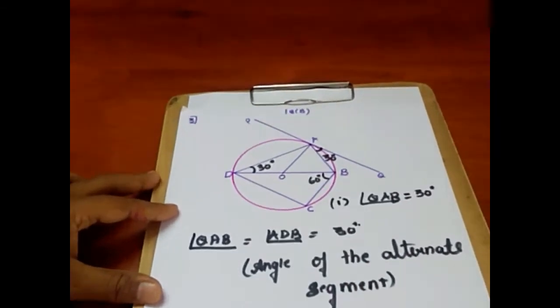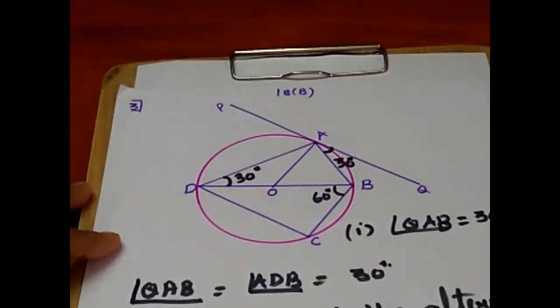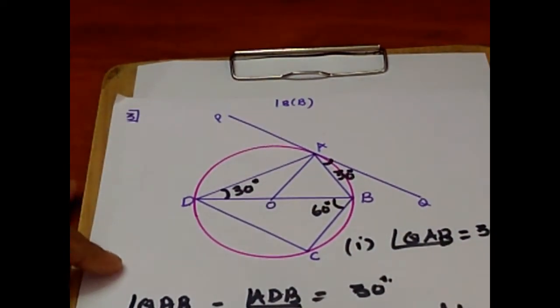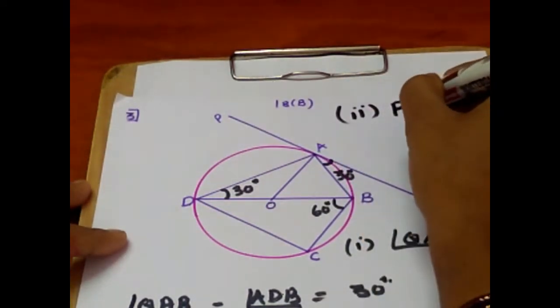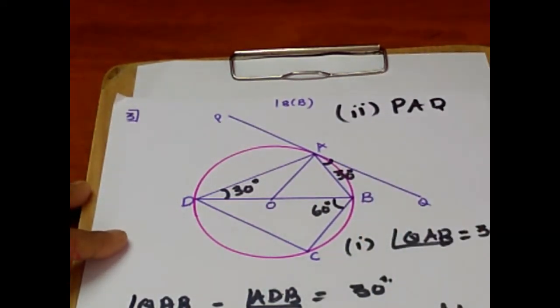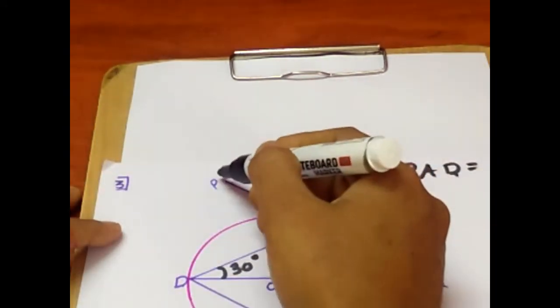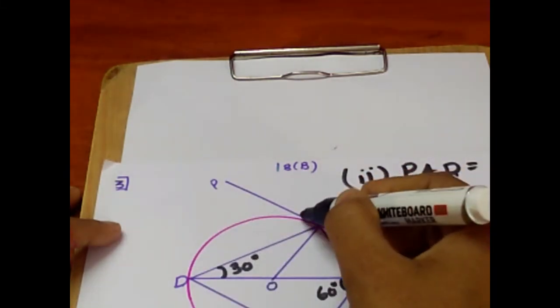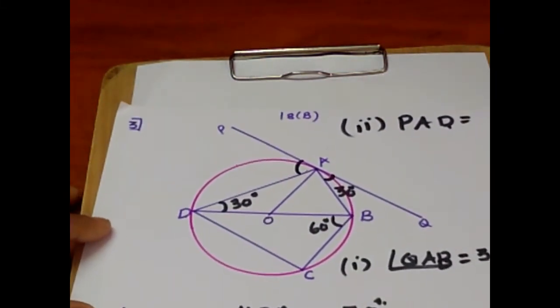Okay, now point number 2. What is sub question 2? Sub question 2 is angle PAD. So observe the diagram, children. Here I need to find the measure of angle PAD. So what is the information given in the question?